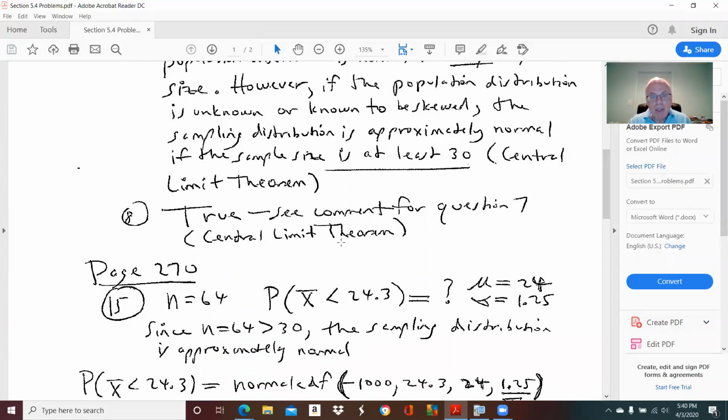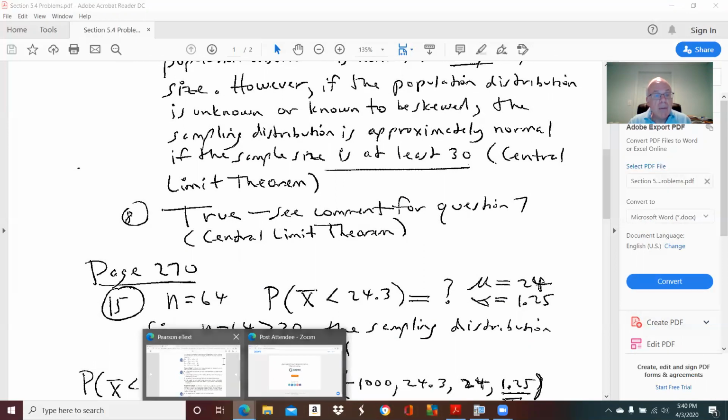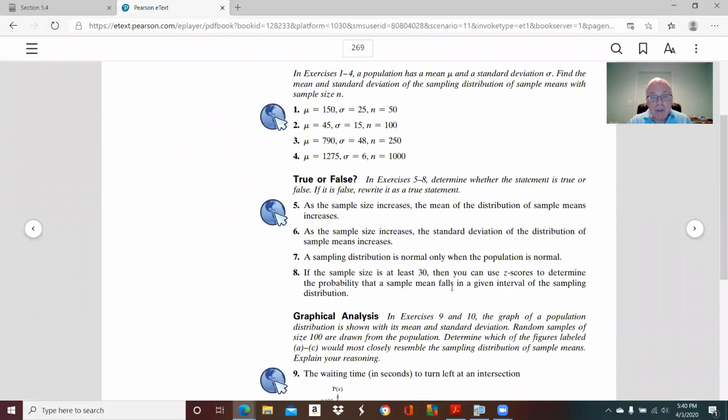The only true statement is number 8. What was number 8 again? Look at number 8. If the sample size is at least 30, then you can, yes, of course. This is what we just said in number 7. You can use the normal distribution. The sampling distribution is normal. Absolutely. 8 is true.